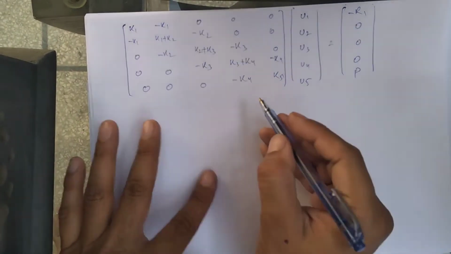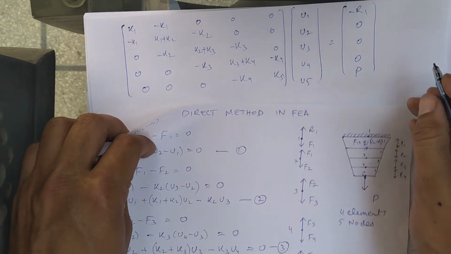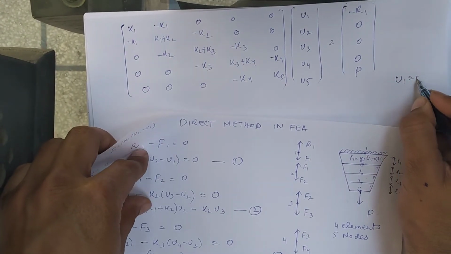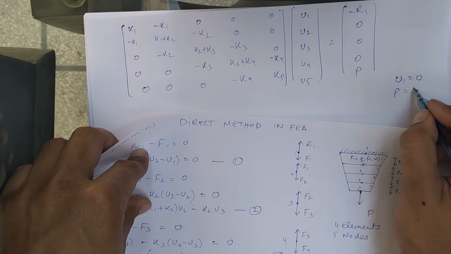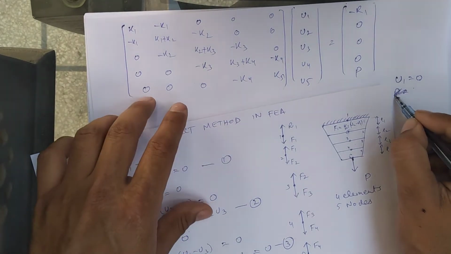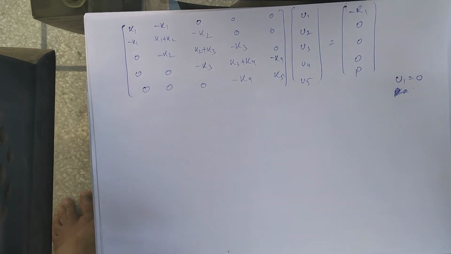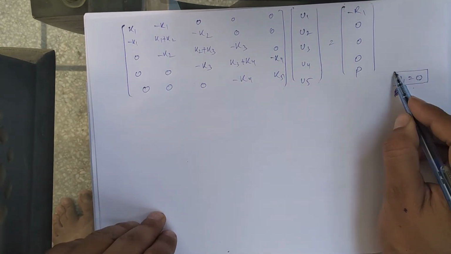Now time to apply the boundary conditions, and we know what are the boundary conditions from this problem. We have U1 equals to 0 and P is equal to the value, I think it's 500 in this question. So we will look at it later on when we go into the solution phase. Let's apply the first boundary condition, that is U1 is equal to 0.